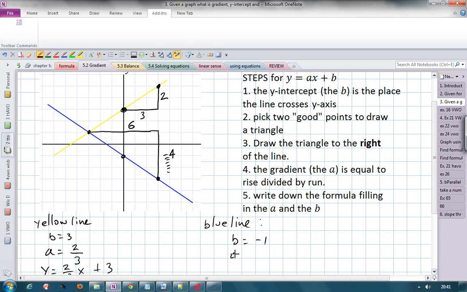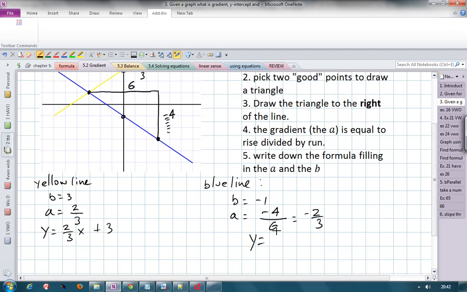So the gradient in this case is the rise over the run. I have a negative rise because I'm going down 4. So you could say that is a rise of -4 divided by the run 6. Simplifying that fraction gives you -2/3, which is of course the same result as having used the smaller triangle. So again, what's the formula here? y is equal to -2/3 x, plus the b, which is plus a -1, which is the same thing as just -1.